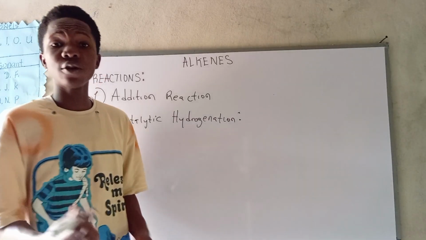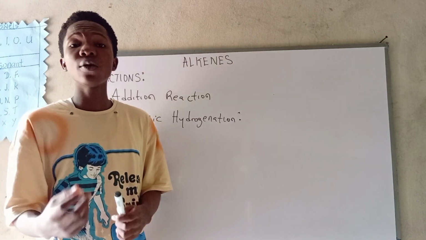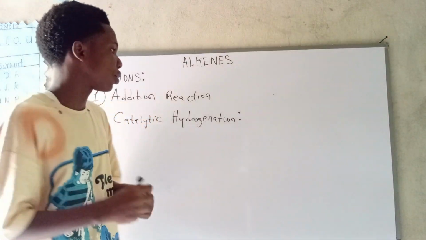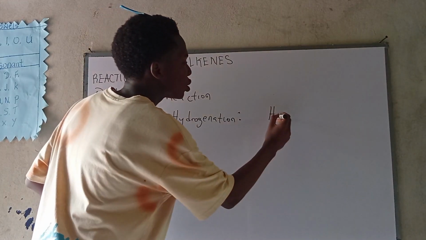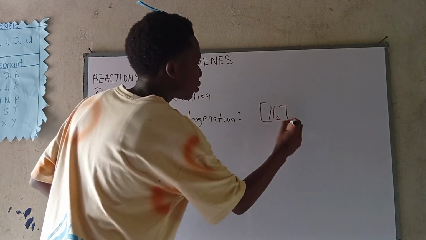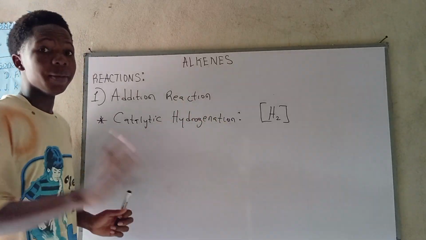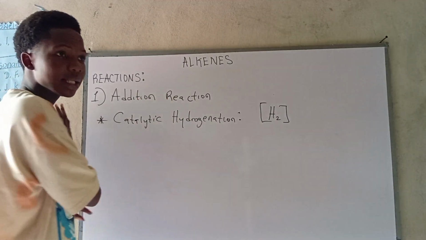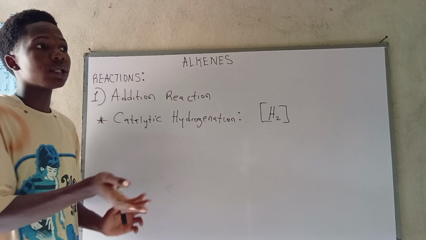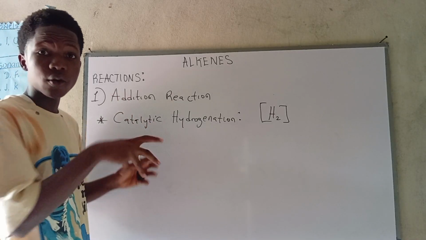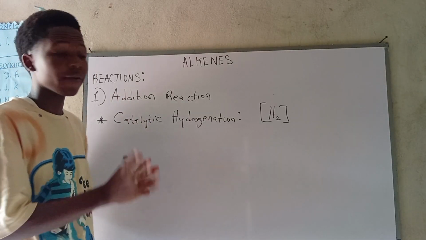We said it's the addition of a hydrogen molecule, not a hydrogen atom. See what we mean? Hydrogen molecule. And we said it's a catalytic hydrogenation. Remember, we talked about this in our former class, when we were talking about the preparation of alkene. I think that was the first preparation of alkene we talked about.